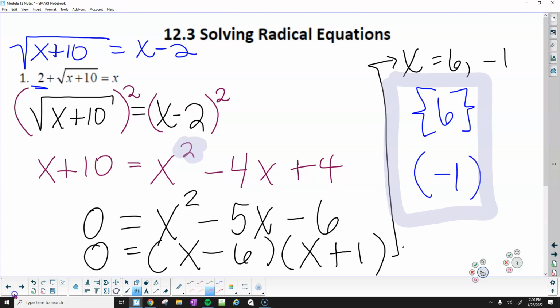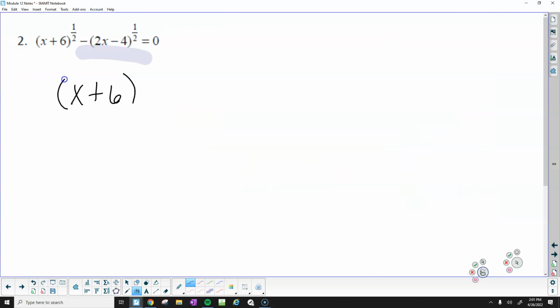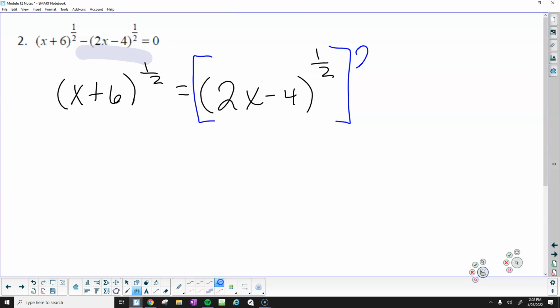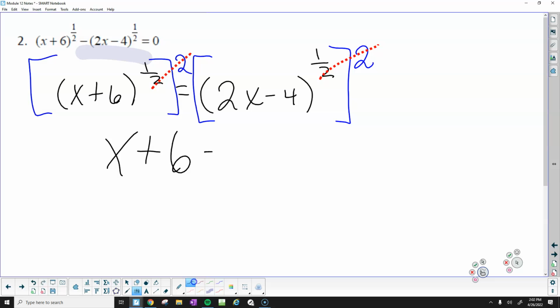That's it. This is going to be x plus 6 to the 1/2 equals 2x minus 4 to the 1/2. So this time it's not a radical, it's a rational exponent. It's raised to a fraction. What is the denominator of the fraction? 2. We're going to raise both sides to 2. Now remember, those are going to cancel out. So now we're left with this.